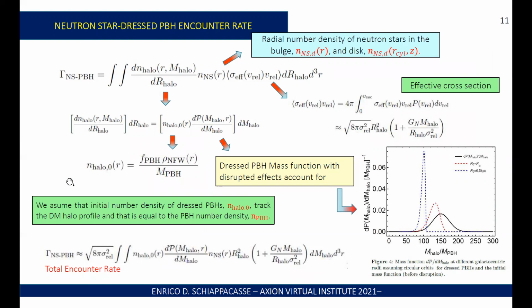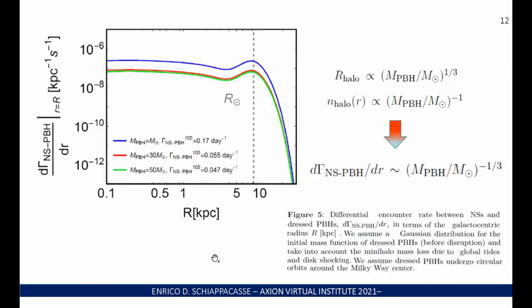We are assuming that dressed primordial black holes track the dark matter halo profile, and also assume that each naked primordial black hole will acquire a dark minihalo during the matter-dominated era. The total encounter rate turns out to be proportional to the geometrical cross-section, the gravitational focusing, the number density of the primordial black holes and the number density of neutron stars.